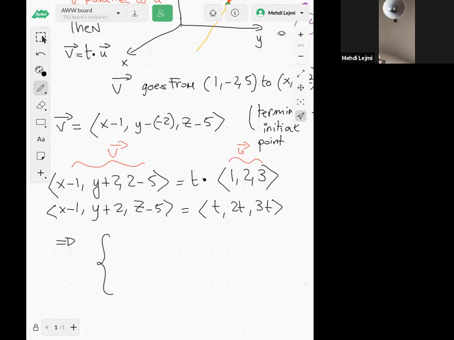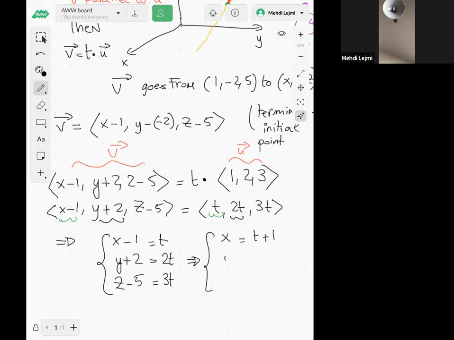The first component here is x minus 1, and the first component there is t. So x minus 1 is equal to t. The second component here is y plus 2, and the second component there is 2t, so y plus 2 equals 2t. And the last component is z minus 5 equals 3t. If you solve now for x, y, and z, then x is equal to t plus 1, y is equal to 2t plus 2, and z is equal to 3t plus 5.